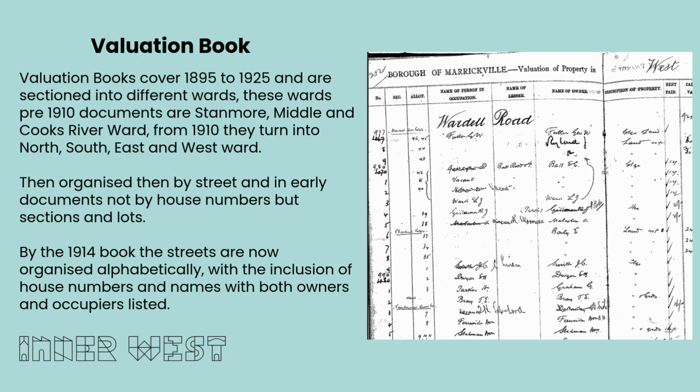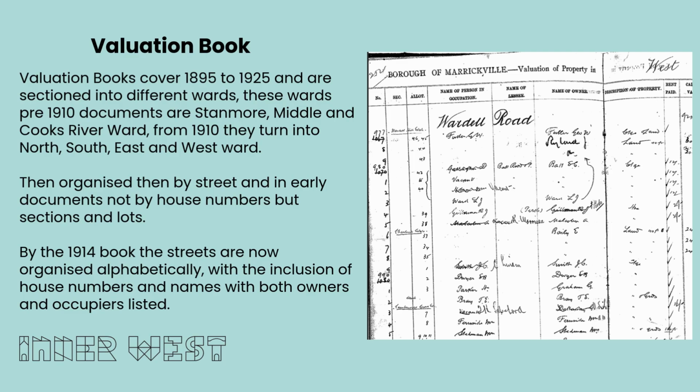These wards' pre-1910 documents are the Stanmore, Middle and Cooks River ward. From 1910, they turn into North, South, East and West ward. As you can see from this 1895 valuation book, the properties are sorted by street, and in early documents not by house numbers, but by lots and sections. These are in non-alphabetical order.